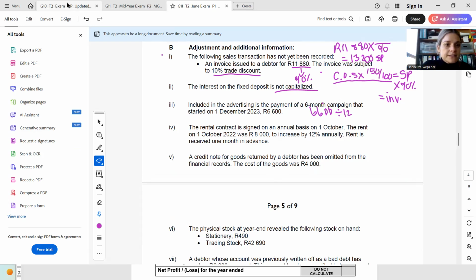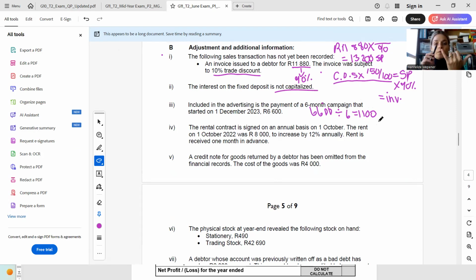Oh, not 12 months, 6 months. Let me just quickly fix that. So 6 months. So you paid 1,100 Rand per month for this campaign. But the campaign only started on the 1st of December 2023. So your financial year ended 29 Feb 2024.